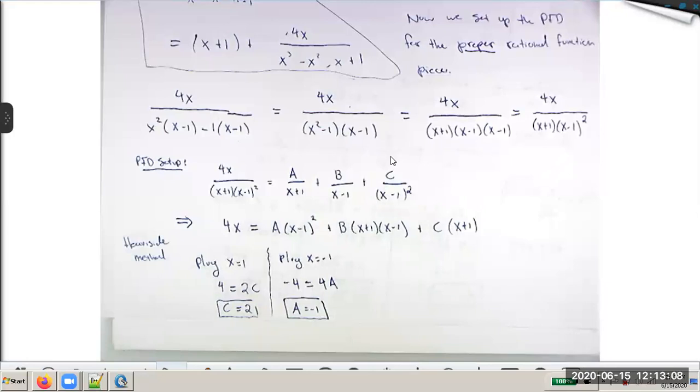From here you have 2 choices. First, you could multiply all of this out, collect your like terms, and equate coefficients.